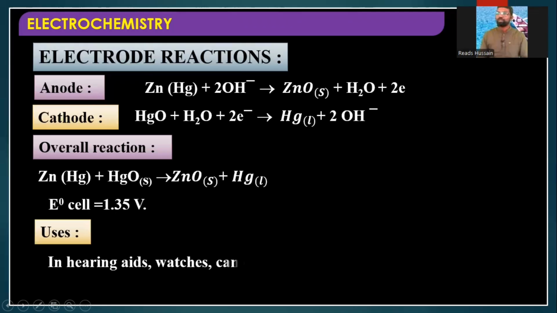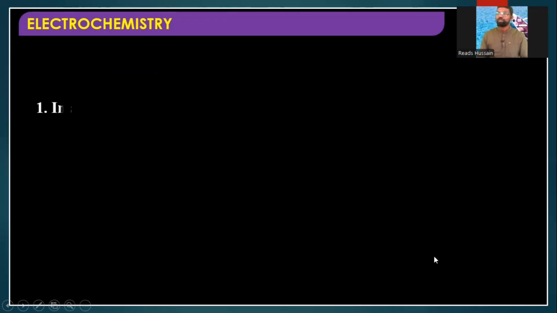Next, where do we use this? In small electronic devices like hearing aids. Some deaf people who cannot hear use hearing aids. Those hearing aids include small batteries, mercury batteries. These are costly also. Watches, cameras, all these include mercury cells.